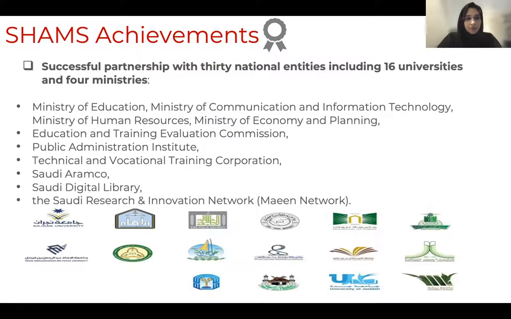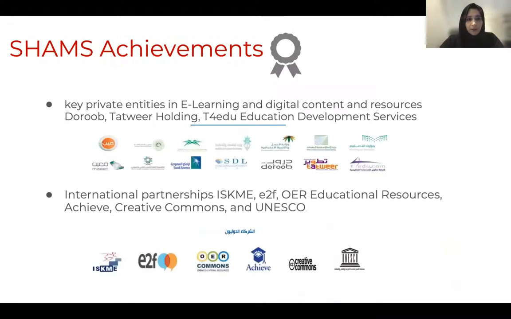So among the main achievements of the SHMS program is the successful partnership with national entities, including 16 universities and four ministries: Ministry of Education, Ministry of Communication and Information Technology, Ministry of Human Resources, Economy and Planning; a partnership with Education and Training Evaluation Commission, Public Administration Institute, Technical and Vocational Training, Saudi Aramco, Saudi Digital Library, and the Saudi Research and Innovation Network, Ma'in Network. In addition to that, there was a successful partnership with key private entities in e-learning and digital content, including Durub, Tatweer Holding, and other entities, with very effective and successful international partnerships with ICE, KME, E2F, OER Educational Resources, Achieve, Creative Commons, and UNESCO.